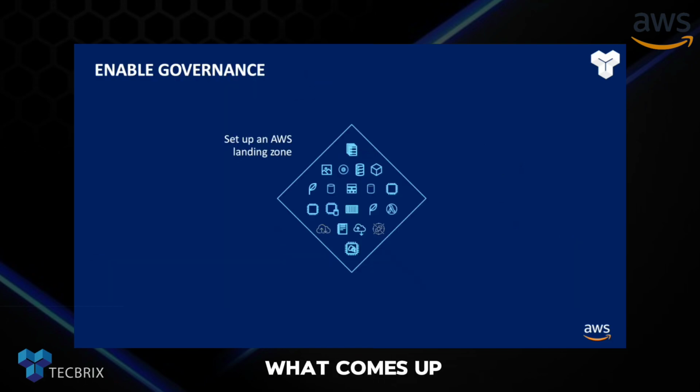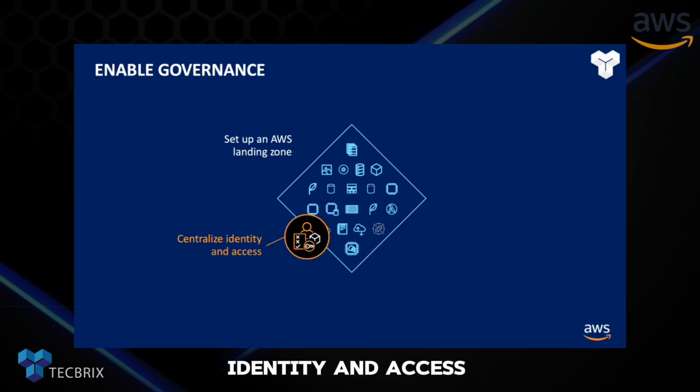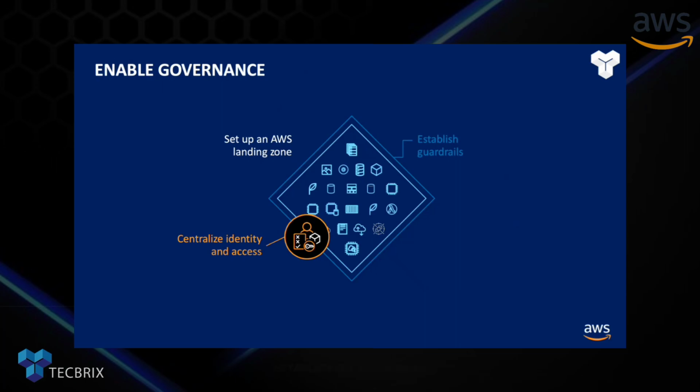So we'll see what comes up under enable. Once we set up the landing zone, we need to enable the governance, so we can have centralized identity and access management. When we deploy AWS Control Tower, it comes up with centralized identity and access management through AWS SSO. So we can enable the AWS SSO service and manage all the access to our AWS accounts through a central identity and access management.